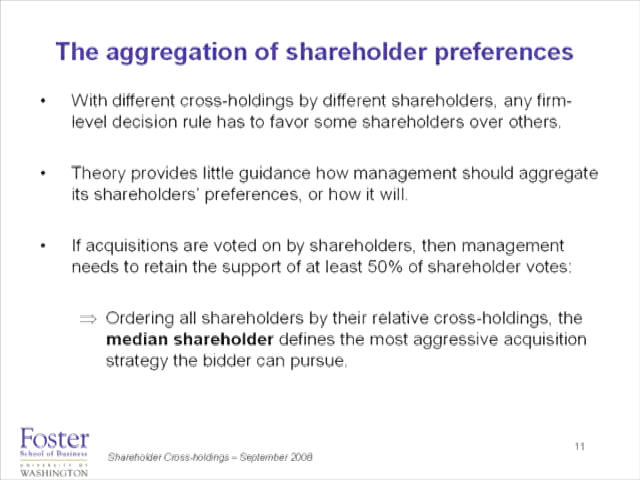Now the trick here is that there's no one simple rule. What's the objective function? There's no simple rule of what the objective function should be in this case. And so, we basically end up presenting a lot of different data with a lot of potential weights, a lot of potential measures of cross-holding. If you think about a simple voting model, you want to retain 50% of the votes. And so you figure out the most aggressive policy that at least half your shareholders would approve of.